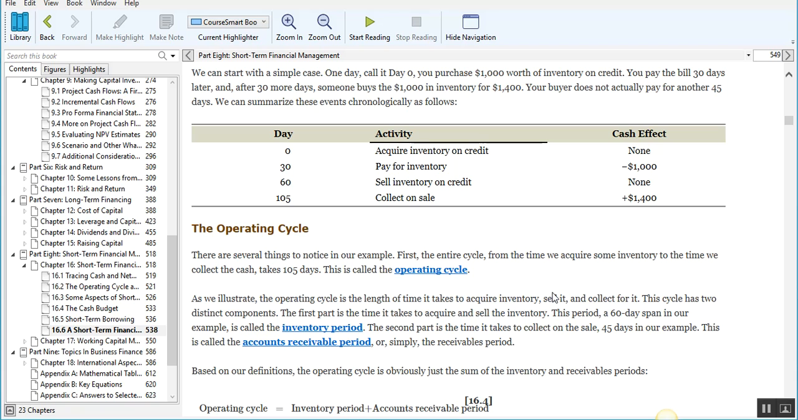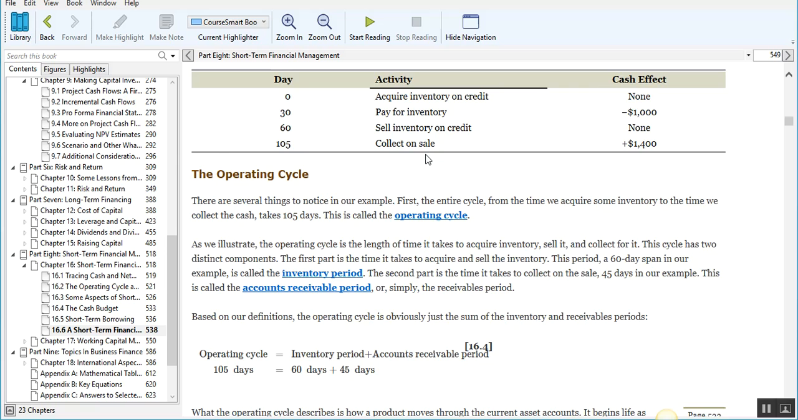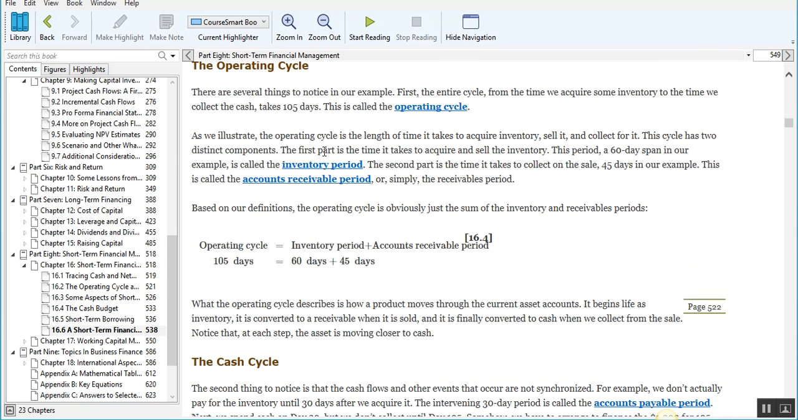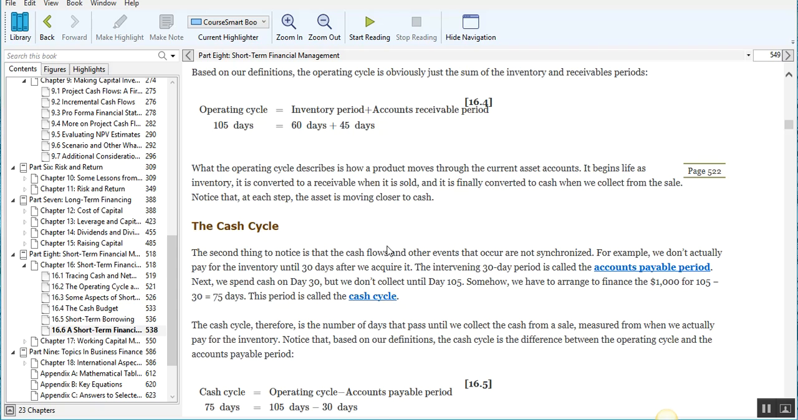And inside that operating cycle, there are a couple of things that make it up. One is the inventory period. This is the period of time it takes for you to get the inventory and sell the inventory. So from the time you get it to the time you sell it, it's 60 days. And then the accounts receivable period is the time it takes from when you sell the inventory on credit to collect the cash. So you'll see here the operating cycle, and the two components of it are the inventory period and the accounts receivable period.